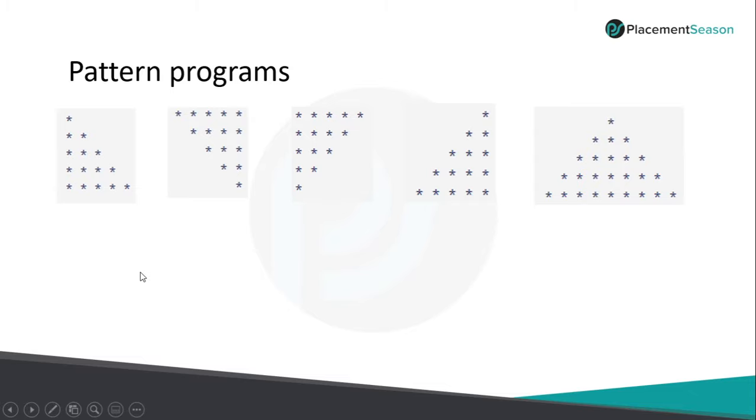It means that the core 4 patterns are similar. So we are combining this first and fourth, and we are getting this 5th pattern. Similarly, if you combine this second and third, you will be getting this 6th pattern. So the core pattern printing program is these 4. If you understand the logic to print these 4 patterns, you can crack any pattern printing programs.